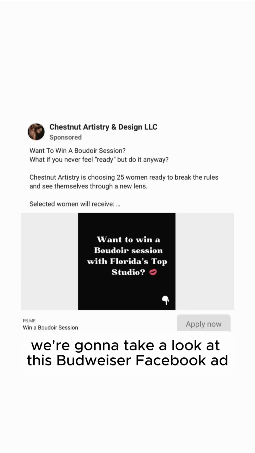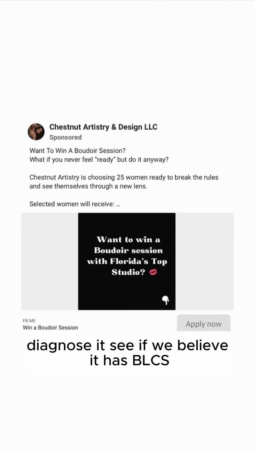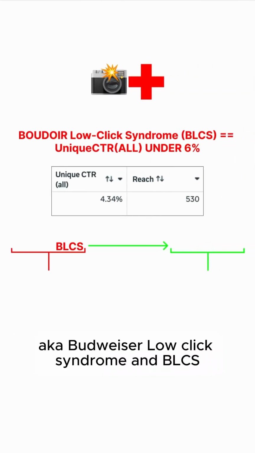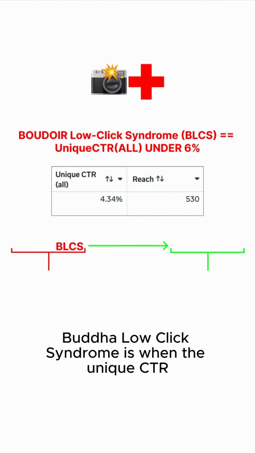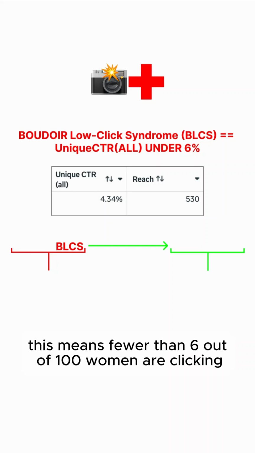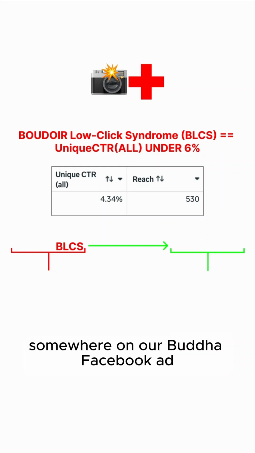All right, y'all, we're going to take a look at this Boudoir Facebook ad, diagnose it, and see if we believe it has BLCS, aka Boudoir low click syndrome. BLCS is when the unique CTR all of a Boudoir Facebook ad is under 6%. This means fewer than 6 out of 100 women are clicking somewhere on our Boudoir Facebook ad.